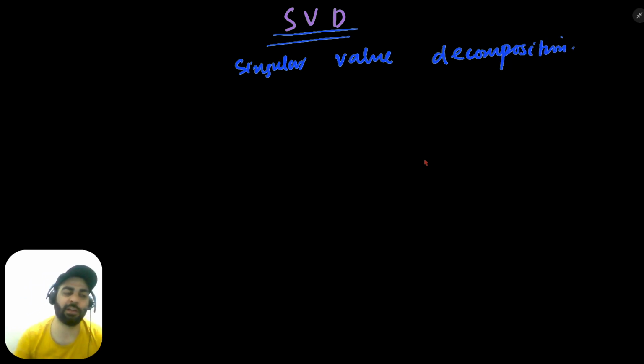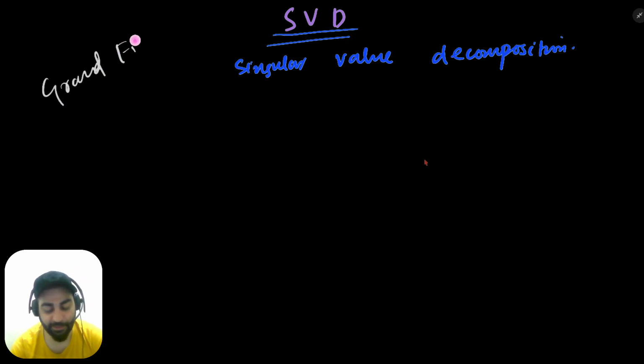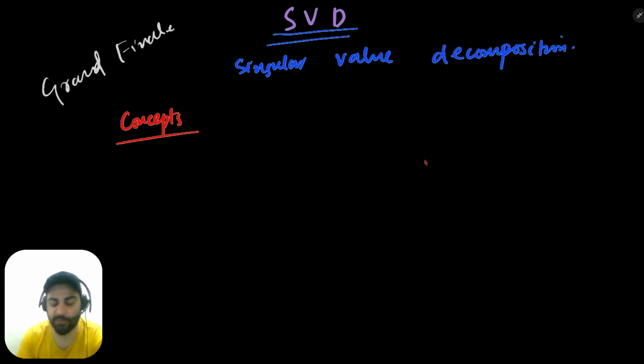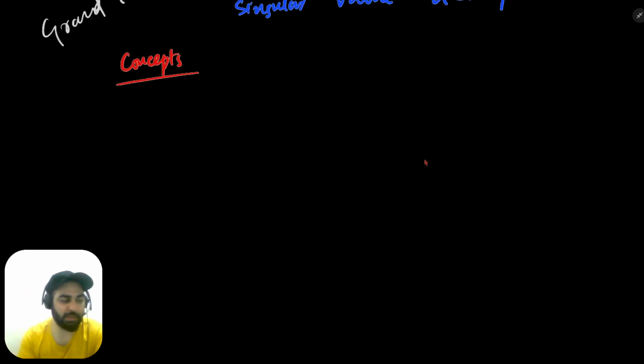This is what I will call the grand finale of algebra, because this uses the most concepts that we have studied so far. It uses the concept of rank, null space, eigenvalues, eigenvectors, transpose, inverse, symmetric matrices, orthogonal matrices, positive definite matrices. I'll just write them down so that you also know. These are the concepts that you must know in order to understand this.